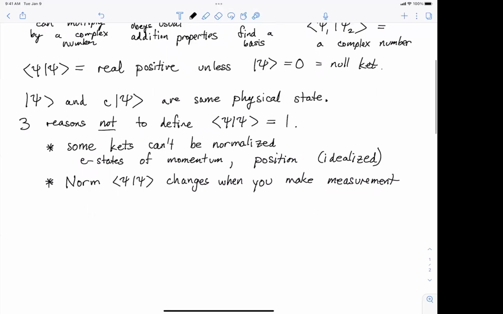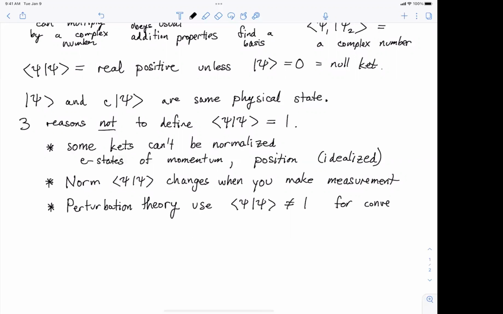And the third one, which we haven't gotten to yet, and we will, is that sometimes it's just not very convenient to choose the norm to be 1, even if you can. And a great example of that is perturbation theory, which we will get to next week. Perturbation theory uses kets that do not have norm 1, just for convenience in making the math nice. Okay, so those are the 3 reasons we don't choose the norm to necessarily be 1.